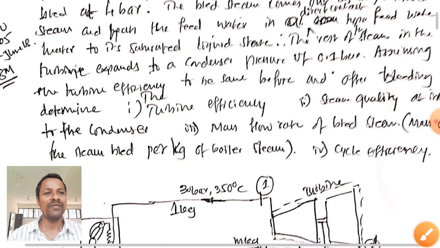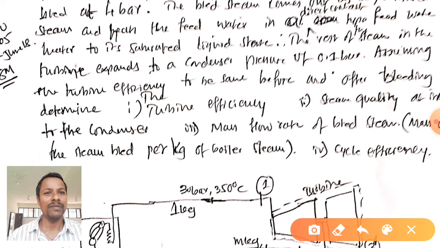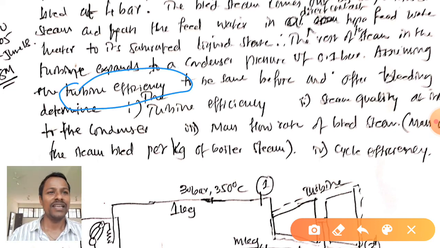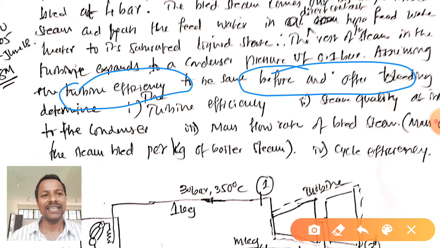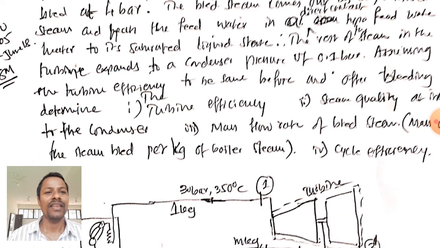Assuming the turbine efficiency, please remember, he has given the turbine efficiency to be the same before and after bleeding. So, if he has mentioned the word turbine efficiency, we need to consider the actual regenerative Rankine cycle conditions for this problem. It is the same before and after bleeding, that is in stage 1 as well as stage 2, the turbine efficiency is the same.